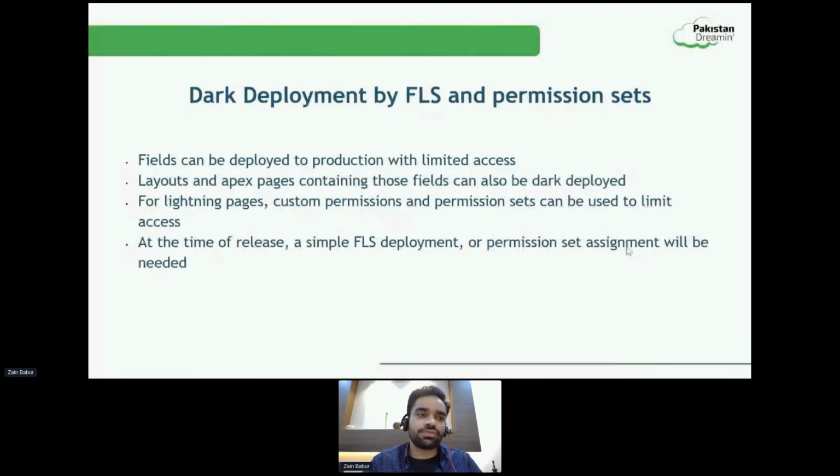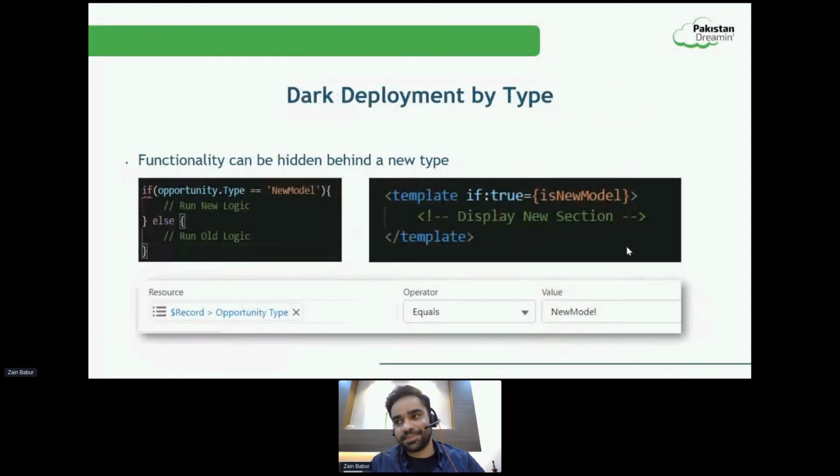Of course, that only works for pages and layouts and fields. What if you have some code or flows, that kind of functionality that you want to hide behind something? That's where record type comes in, and it's a very good way of dark deploying, especially if it's code or flows. And it's a natural sort of barrier. I mean, you don't have to make anything new. You can just hide behind it a new record type. So any record with a new record type would get processed by the new feature, the new code. And anything that has old record types will be processed using the old code.